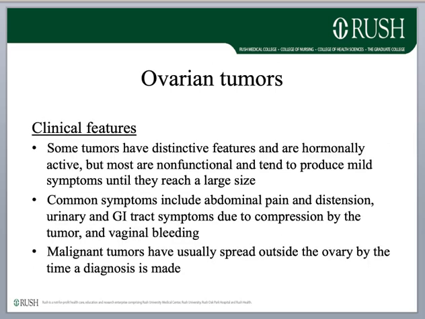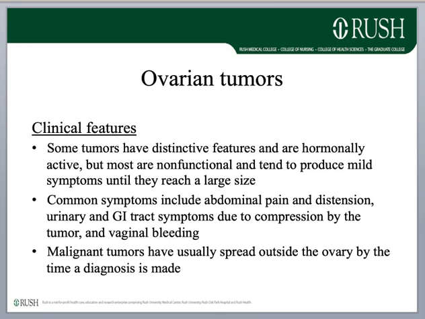Some of the tumors that I'll discuss have some distinctive clinical features and are hormonally active, but most ovarian tumors are non-functional and tend to produce mild, clinically inapparent symptoms until they reach a large size. Common symptoms include abdominal pain and distension, urinary and GI tract symptoms due to local compression by the tumor, and vaginal bleeding.